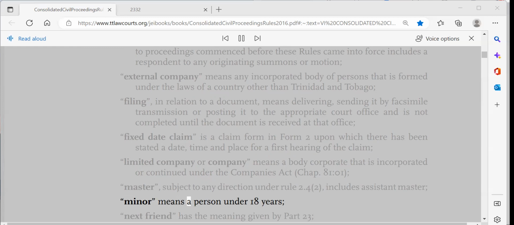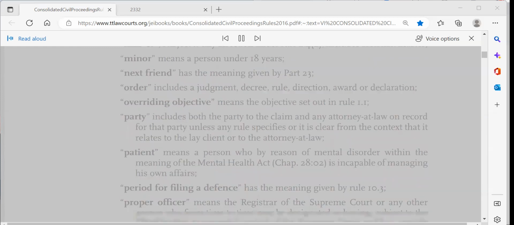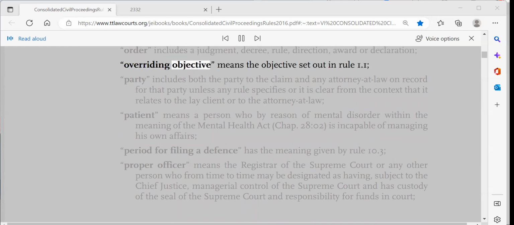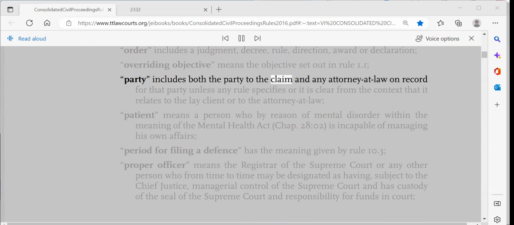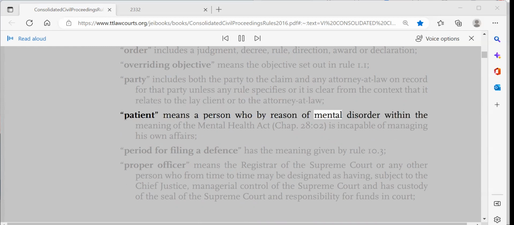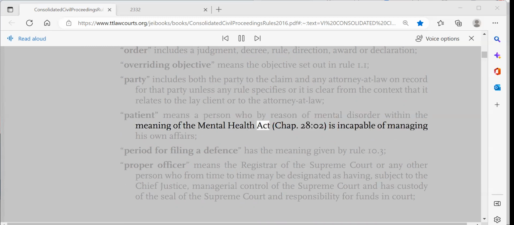Minor means a person under 18 years. Next friend has the meaning given by Part 23. Order includes a judgment, decree, rule, direction, award, or declaration. Overriding objective means the objective set out in Rule 1.1. Party includes both the party to the claim and any attorney at law on record for that party unless any rule specifies or it is clear from the context that it relates to the lay client or to the attorney at law. Patient means a person who by reason of mental disorder within the meaning of the Mental Health Act, Chap. 28:02, is incapable of managing his own affairs.